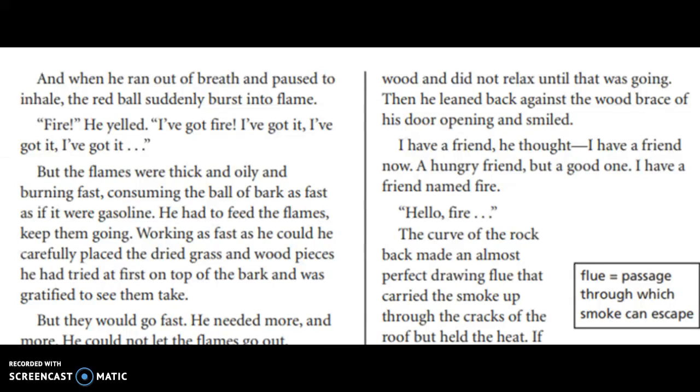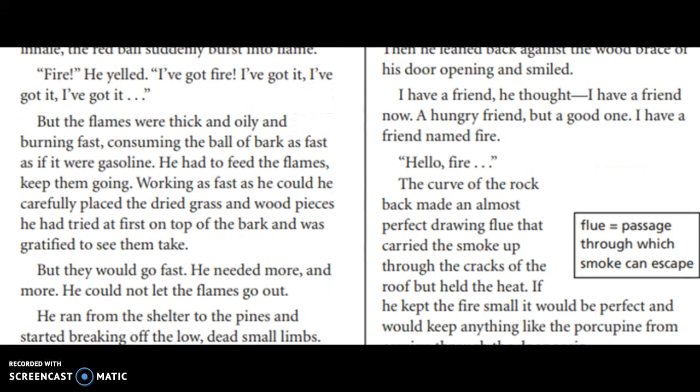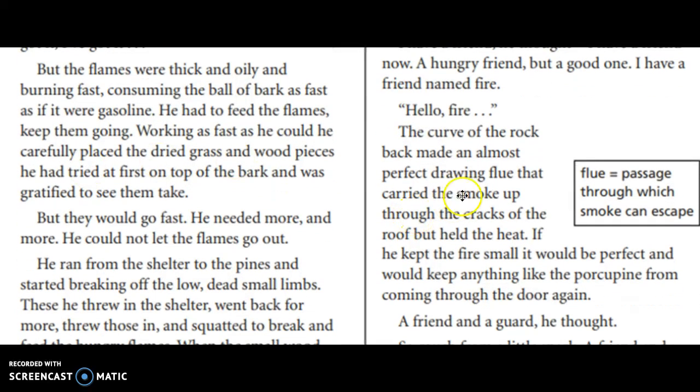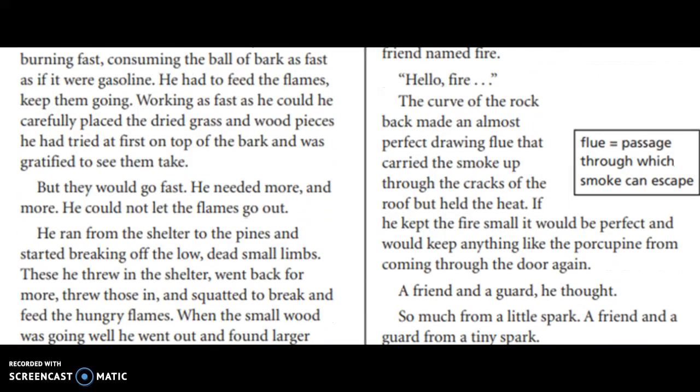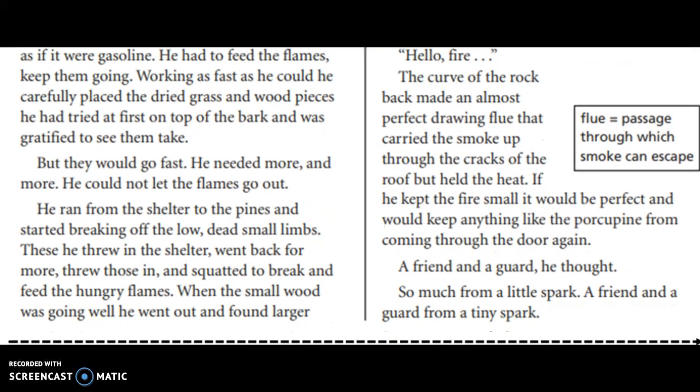Hello, Fire. The curve of the rock back made an almost perfect drawing flue. Go to the right. Flue, a passage through which smoke can escape. So the curve of the rock back made an almost perfect drawing flue that carried the smoke up through the cracks of the roof. If he kept the fire small, it would be perfect and would keep anything like the porcupine from coming through the door again. A friend and a guard, he thought. So much from a friend and a guard from a tiny spark.